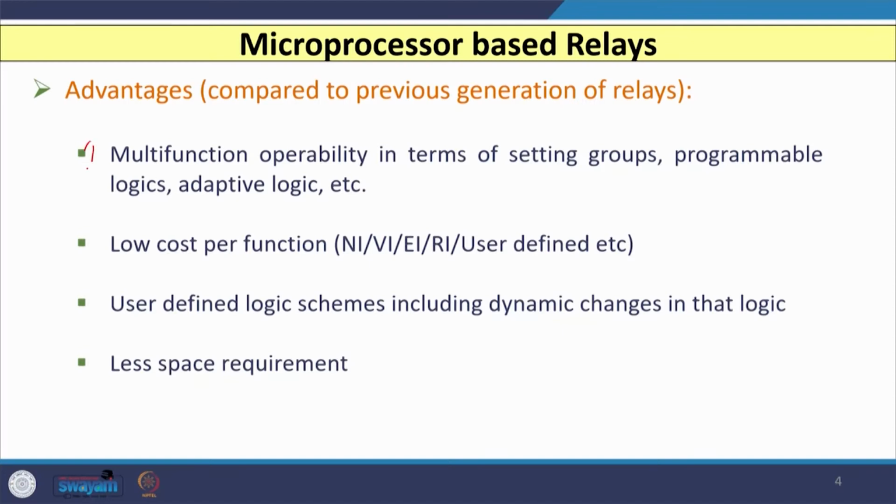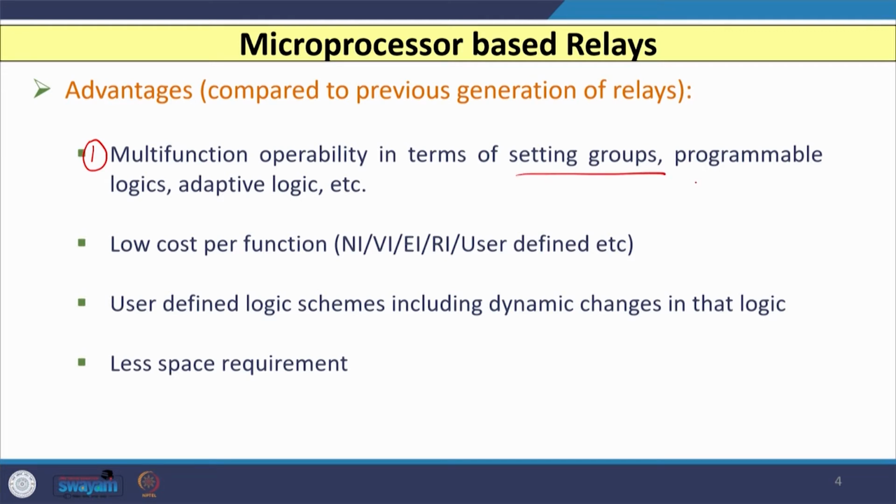Now, let us see what the advantages of microprocessor based relays are compared to the previous generations of relays, that is electromechanical and static relays. The first advantage of microprocessor based relays is the multifunction operability it has in terms of setting groups.